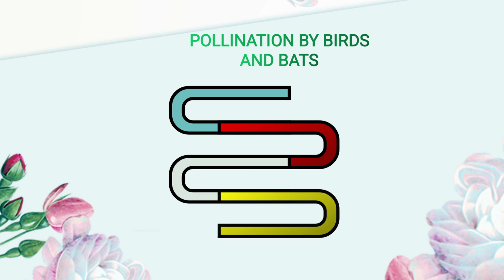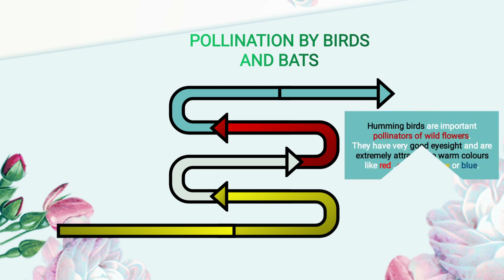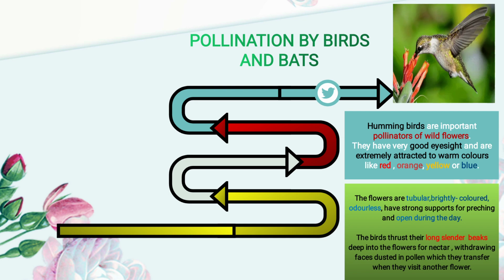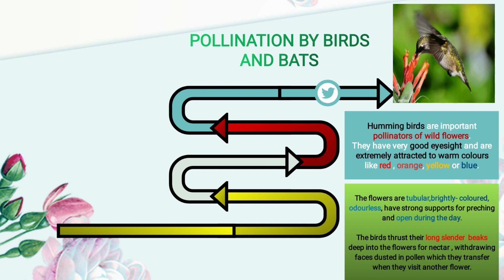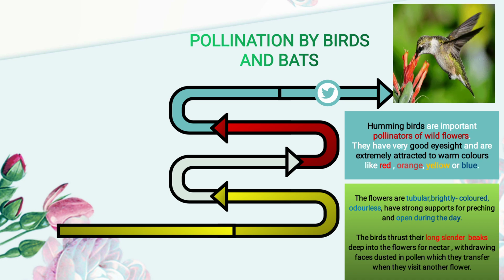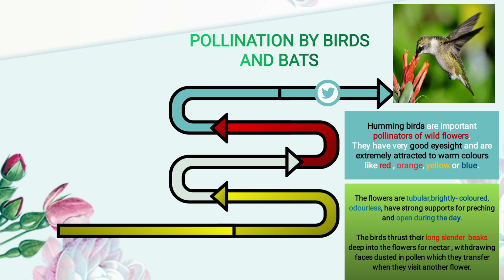Pollination by birds and bats. They also help in pollination. Let's see how they help. Hummingbirds are important pollinators of wildflowers. They have very good eyesight and are extremely attracted to warm colors. Now which are the warm colors? Like red, orange, yellow or blue. Now you see the hummingbird is sucking the nectar.